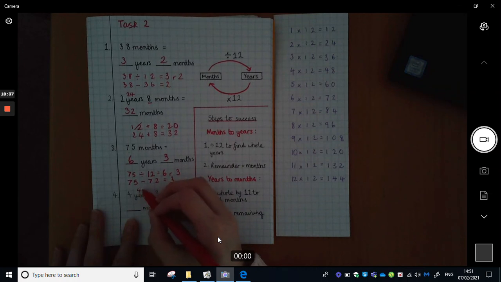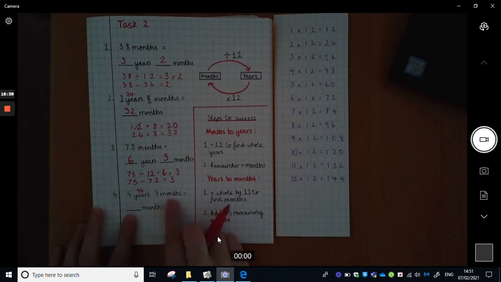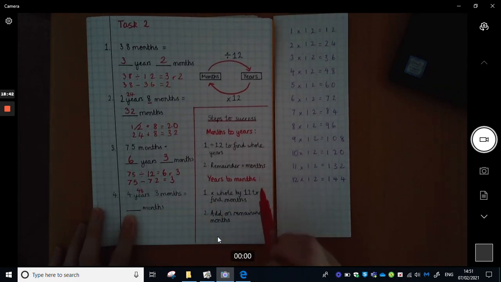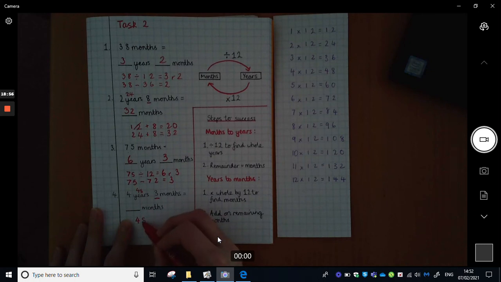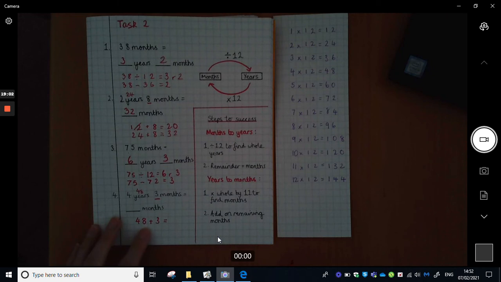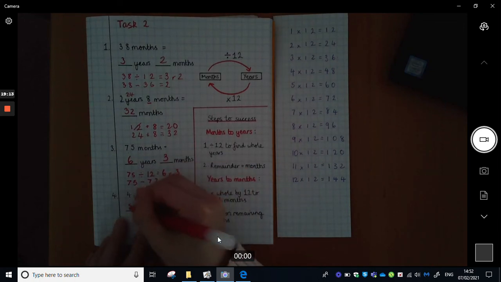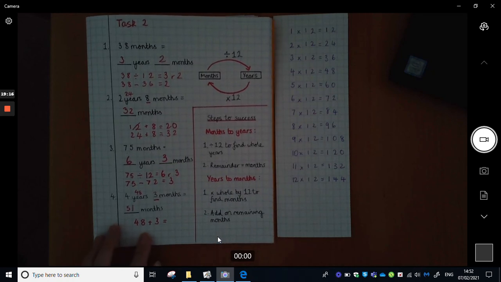So again, I'm just going to write that there. Be really careful you don't write it here because I haven't finished my steps yet. So I've done the first step. What do I need to do next? So I need to add on the remaining months. So I'm going to add on this 3. So be really careful again that you're doing 48 because that's how many months I've got so far, plus 3. So most of you should be able to do this in your head. If you want to write it down to make sure you've got it correct, that's absolutely fine. But I can do that one in my head. So 48, 49, 50, 51. So 51 months is equal to 4 years and 3 months.